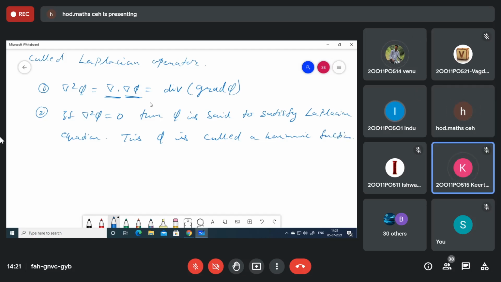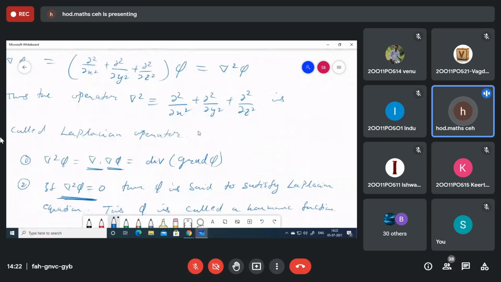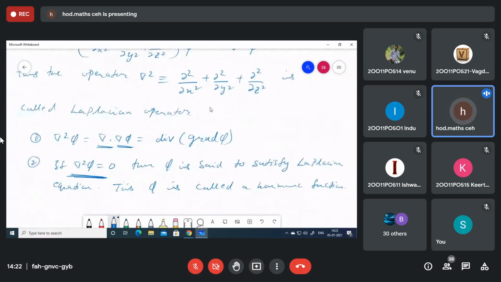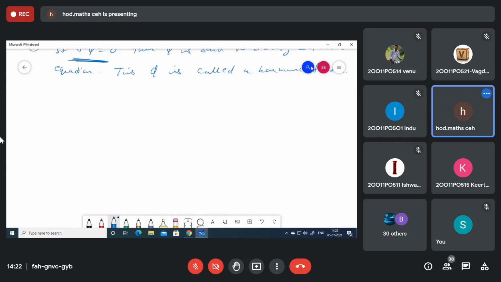Yes, ma'am. What is the Laplace equation? Del square phi, how is it defined? This one: dou square phi by dou x square plus dou square phi by dou y square plus dou square phi by dou z square equal to 0. That is an equation which is called the Laplacian equation. Phi is said to satisfy it, and this phi is called a harmonic function. Understood, all of you? Yes, ma'am.